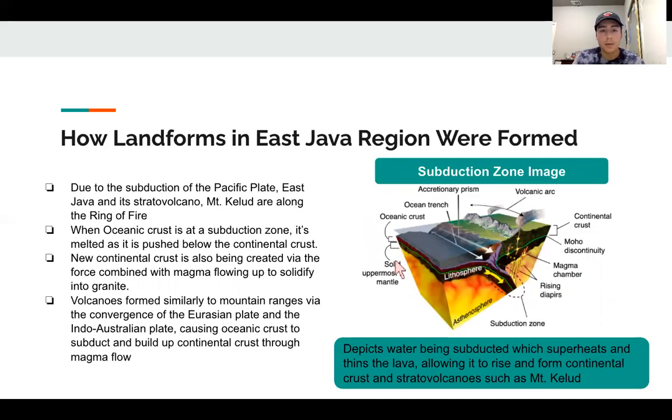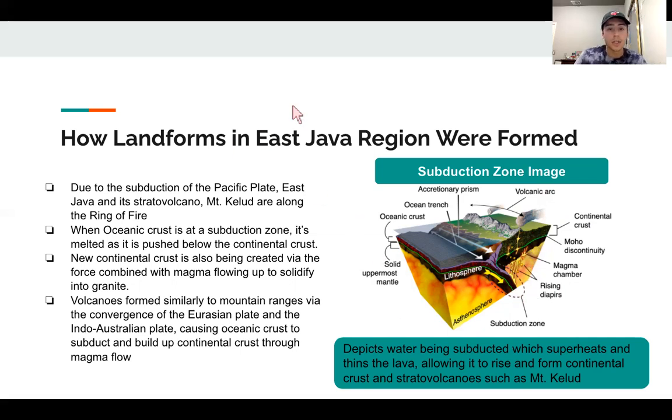So how do these landforms in East Java region form? So this picture does a good job showing you how there's an ocean, and the oceanic crust is being pushed down the lithosphere into the asthenosphere, and along with it some water, which is why this visual is pretty good. And the continental crust is being built up due to the magma chambers and the magma flowing up.